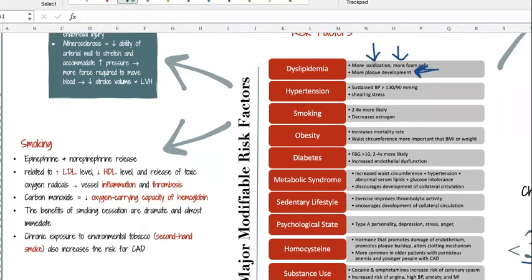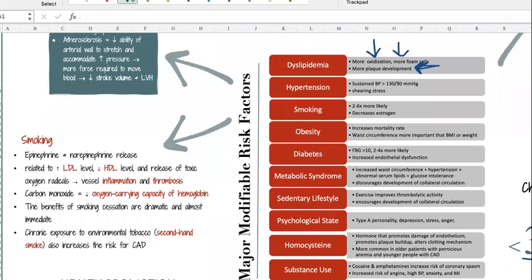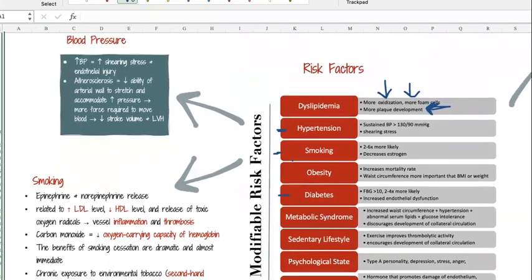Aside from that, I know I've hit on this like 3 or 4 times, but your major risk factors would be your hypertension, smoking, and diabetes. So if you hit a question on an exam, a select all or what have you, these are really your main ones: the dyslipidemia, hypertension, smoking, and diabetes, although the others are important as well, and we'll go through them. These are like the main ones.